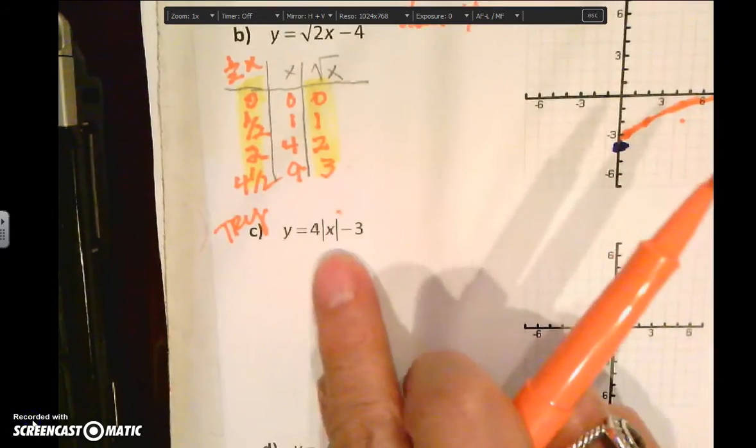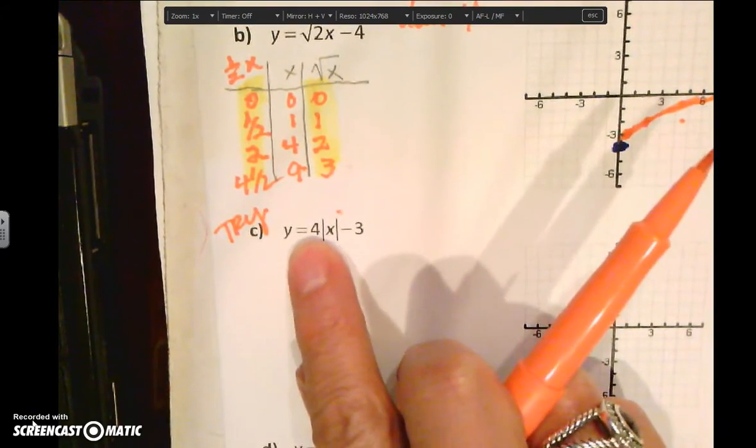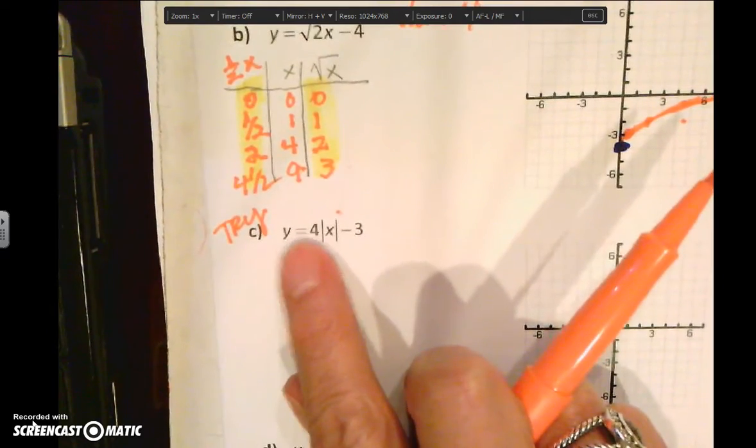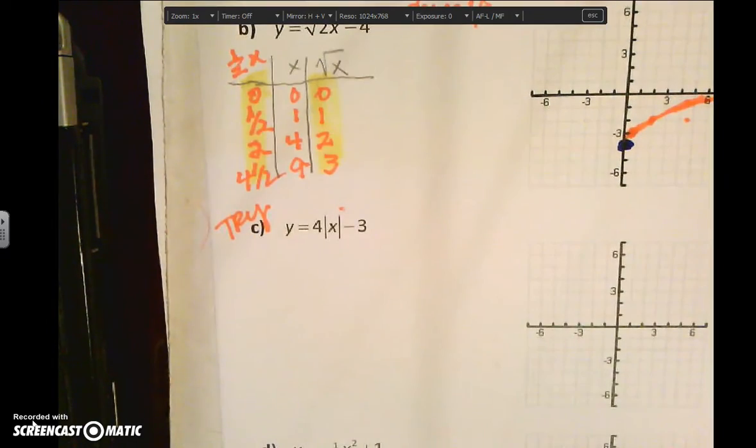Okay, let me try this again. I want to point out that this 4 is on the outside, not the inside. So it's going to be like our very first set of examples rather than the one that I just did.